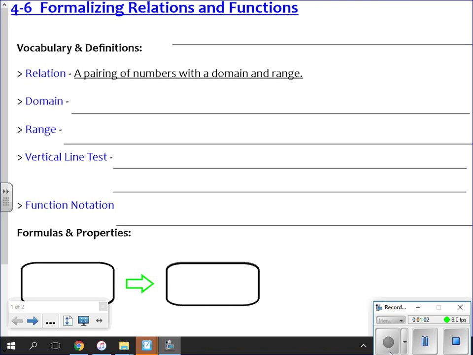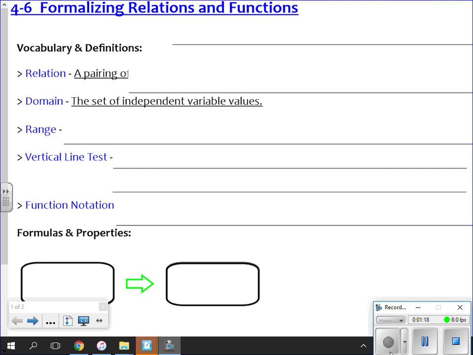Okay? You have X's and Y's. You have A's and B's. Anything where you have a relationship between two numbers. These numbers are paired. A set of coordinate numbers. That's a relation. Okay? Equations describe relations.